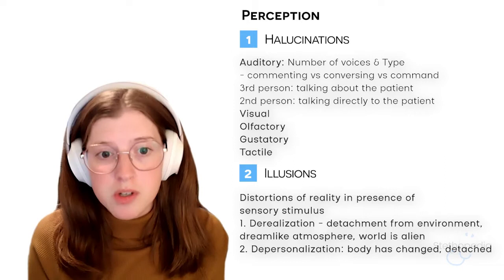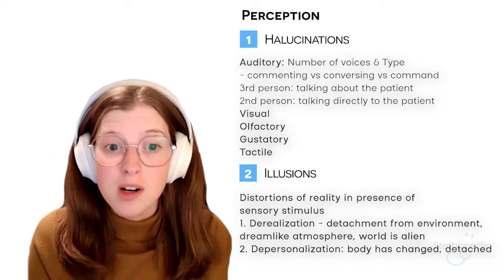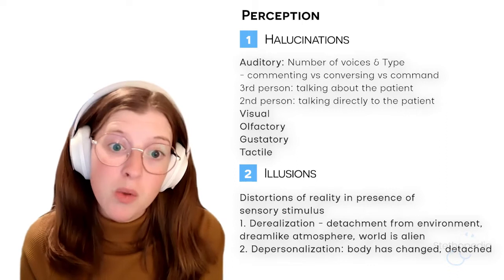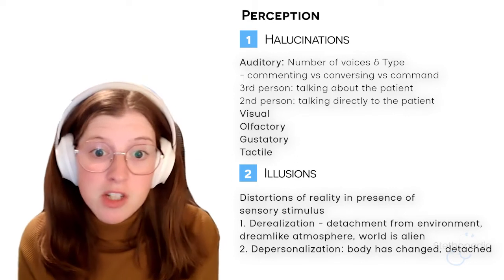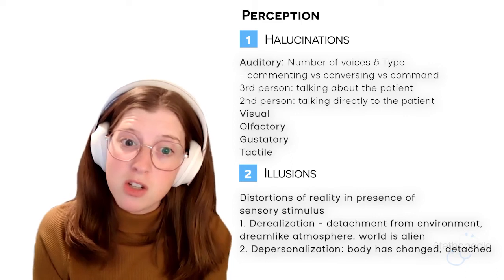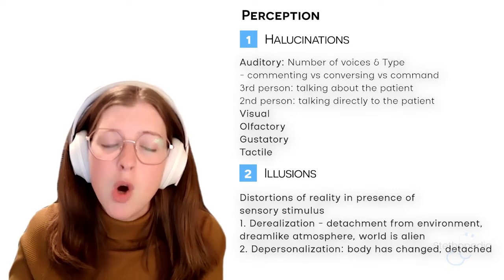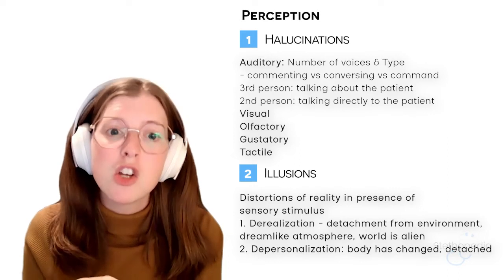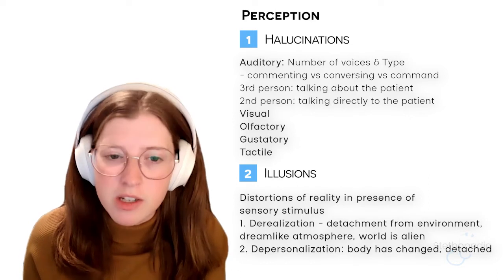If a patient endorses sensory perceptual disturbances, we may want to learn a little bit more about what's going on. For example, if they are hearing voices, we might want to know the number of voices, the type of voice. Is this commenting, conversing, or command hallucinations? Are they in the third person, such as they're talking about the patient, or the second person, such as talking directly to the patient? And how intrusive are they? We also want to comment on if the patient is experiencing sensory perceptual disturbances during our interview, in which case we look for whether the patient is responding to internal stimuli.